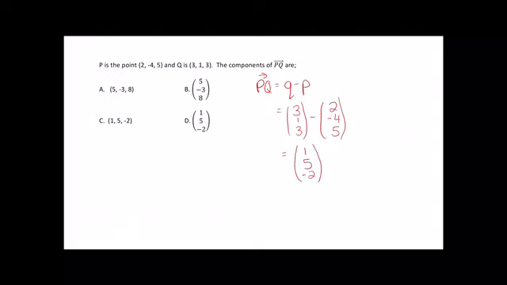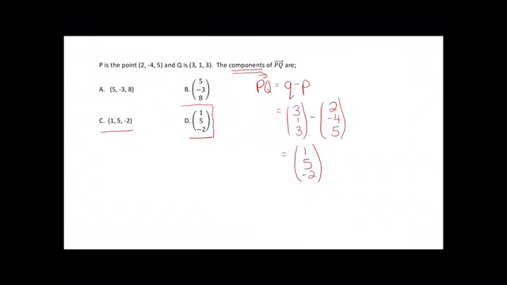So when we compare this to our answers, we can see that 1, 5, negative 2 appears in C and D. However, the question is specifically asking for components. Part C is coordinates, part D is components, so our answer for question 4 is D, 1, 5, negative 2.